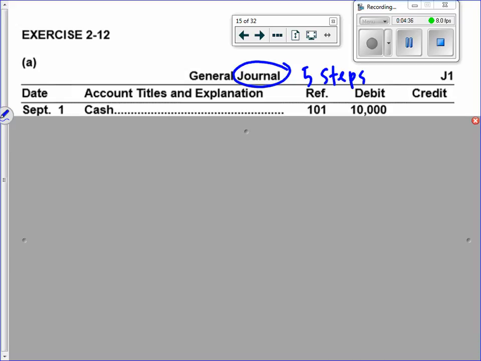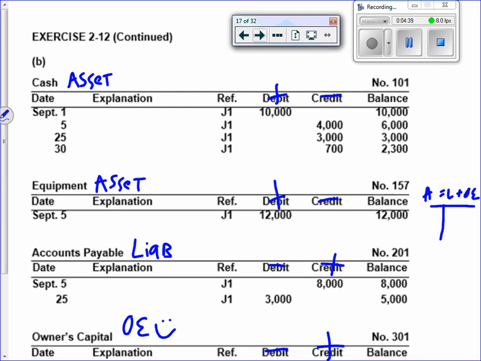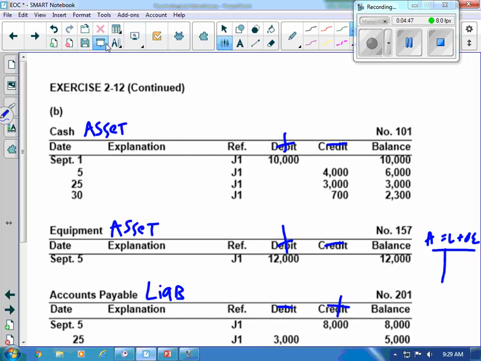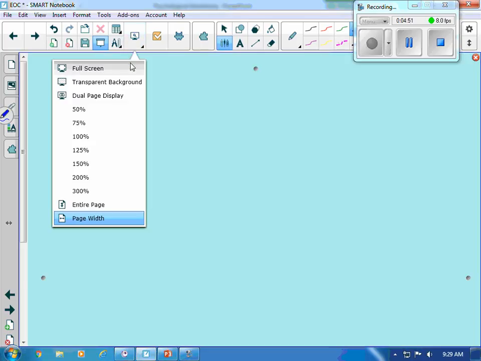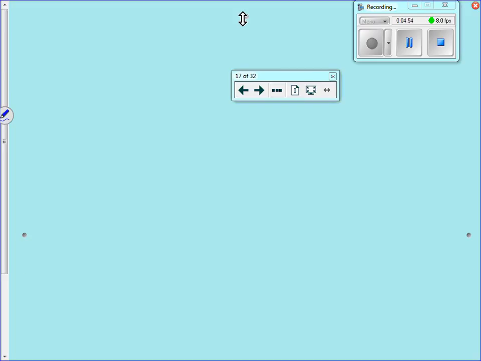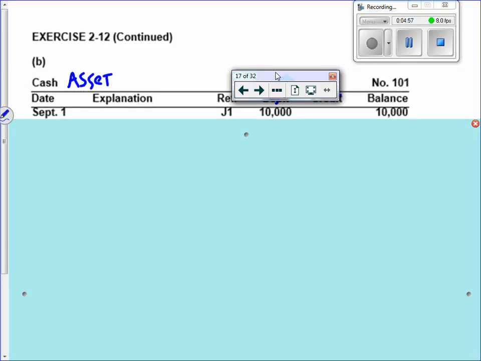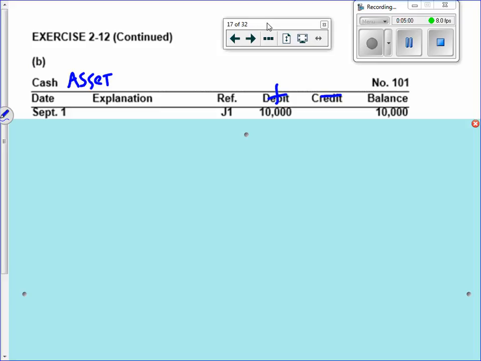Well, we've got to go post. We're going to do the debit first, so we're going to go find cash. And go ahead and list the date, September 1st. As of now, we're not explaining anything. What does J1 mean? Journal page 1. We had a debit of $10,000. I'm going to look above and say plus what? What was the balance before? Nothing. So $10,000 plus nothing is $10,000.